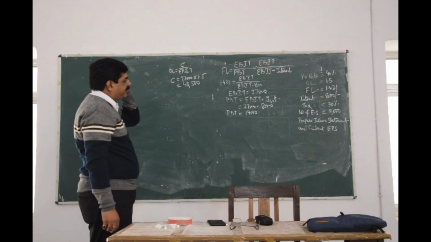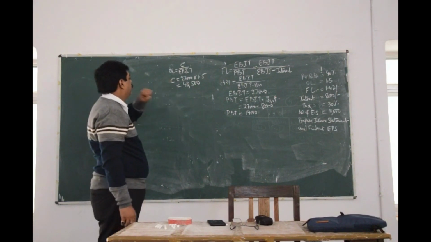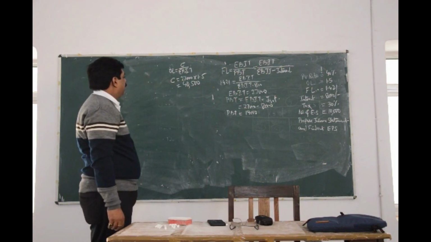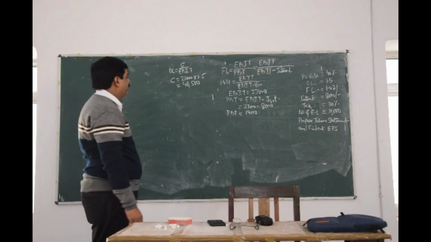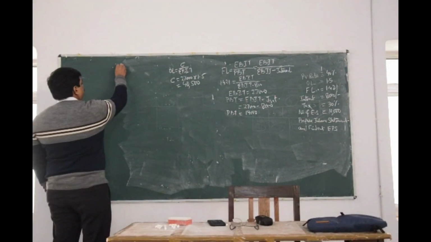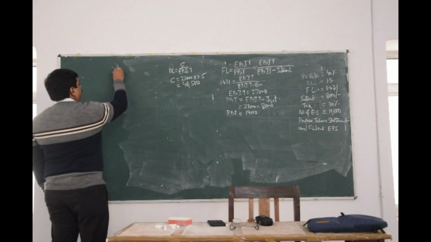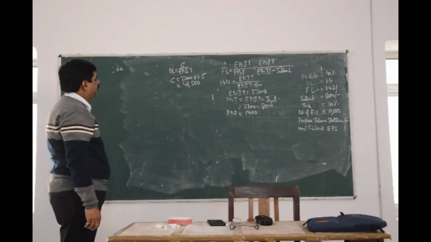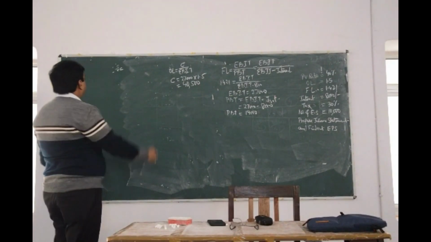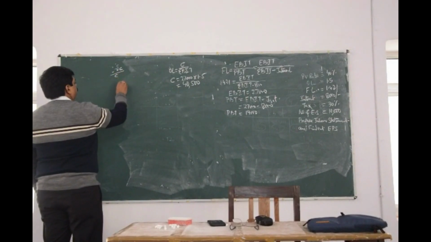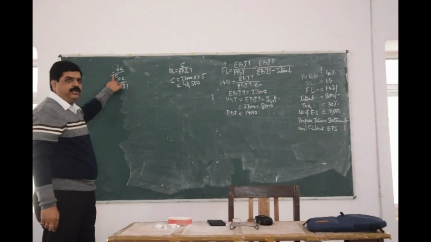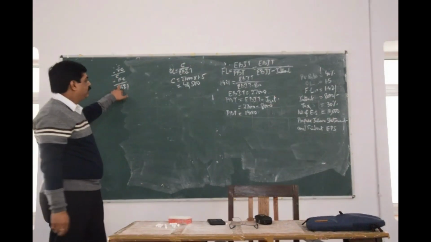Then fixed cost information is not provided, but as contribution is known, we can calculate the fixed cost also. Sales minus variable cost is contribution, and contribution minus fixed cost is given as EBIT. EBIT is known, contribution is known, so fixed cost can be known.